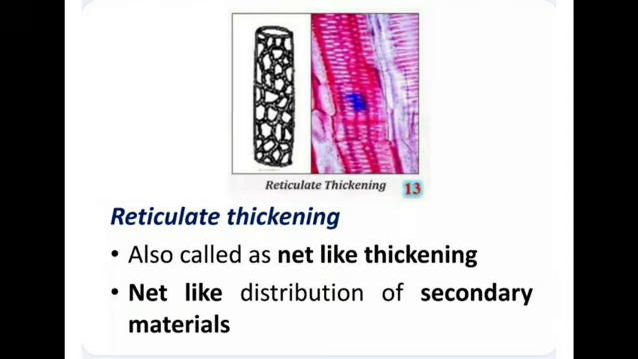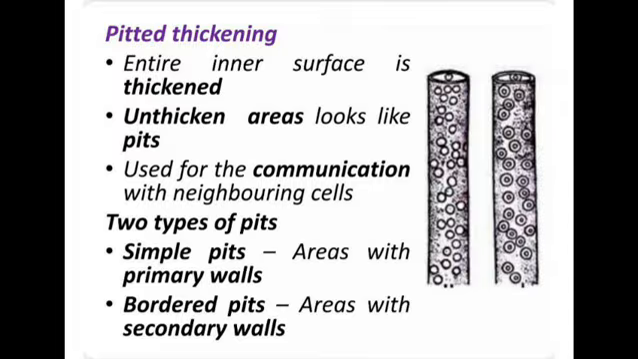Reticulate thickening, also called net-like thickening. Net-like distribution of secondary materials. Pitted thickening: entire inner surface is thickened. Unthickened areas look like pits, used for communication with neighboring cells.